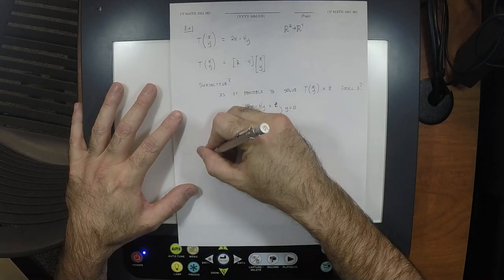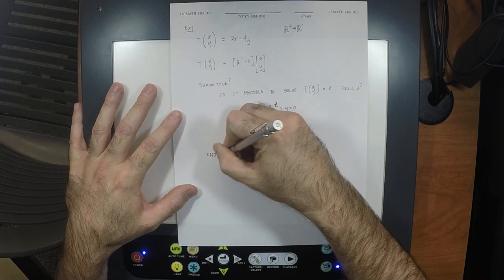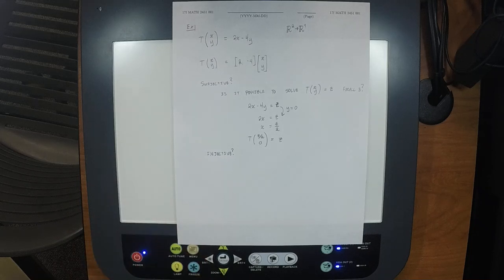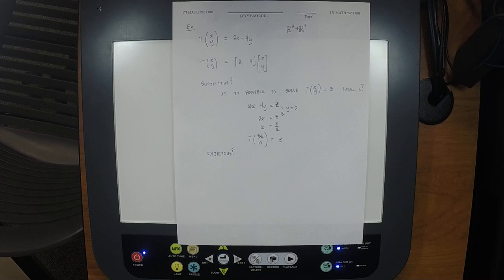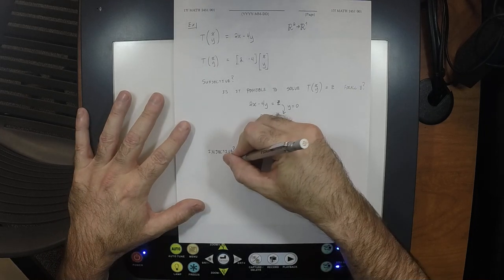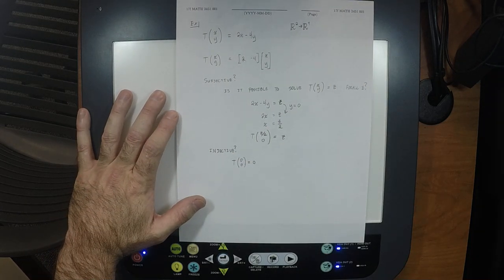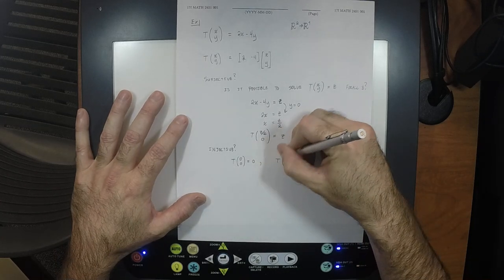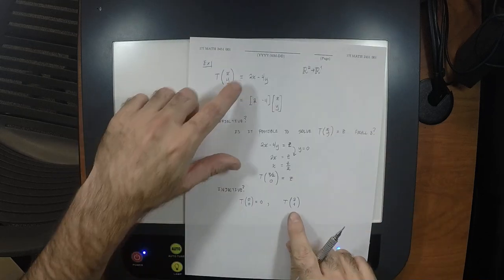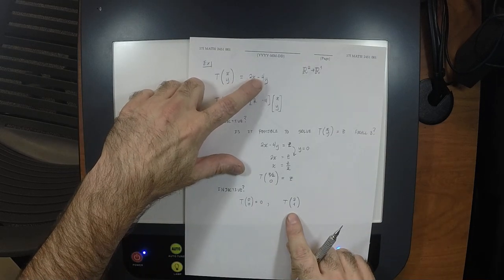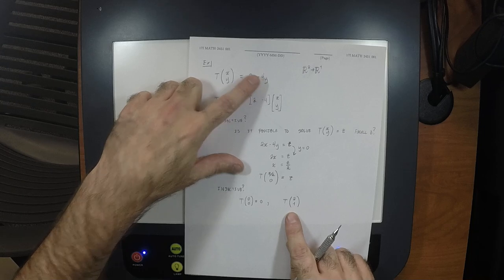Okay, is it injective? Is it injective? No. It is not. So, in order to demonstrate that it is not injective, you need to produce for me two different inputs whose output is the same. T of 0, 0, T of 2, 1. Okay, so T evaluated at 0, 0 is of course 0 because T is linear. Okay, and then what was another one? T of 2, 1. Let's check it. 2 times 2 is 4, and then minus 4 times 1, that's also 4. 4 minus 4, that's 0.